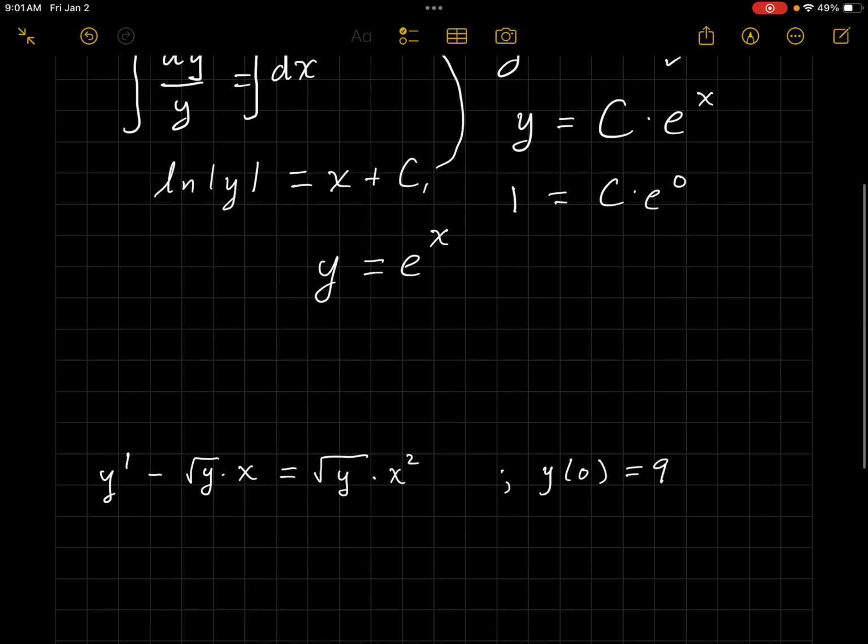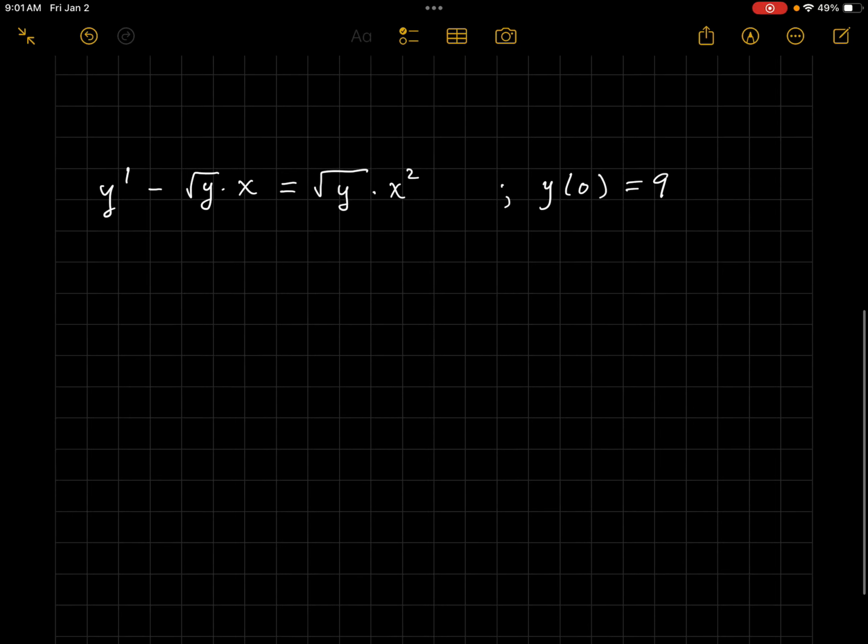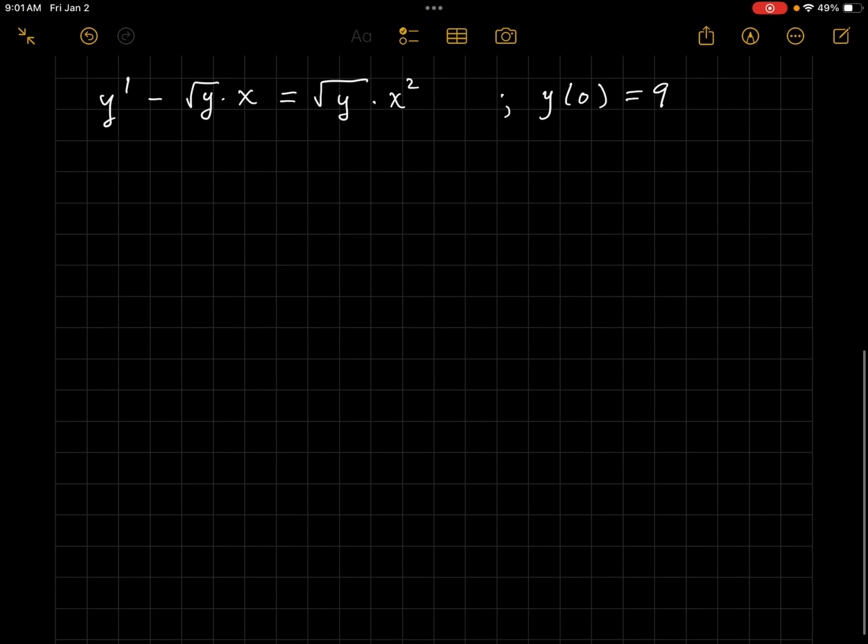Let's look at another example. Y prime minus root y x equals root y times x squared. I will again change notation over here. So y prime I'll write as dy dx. And now let's move the negative root y times x to the right side.